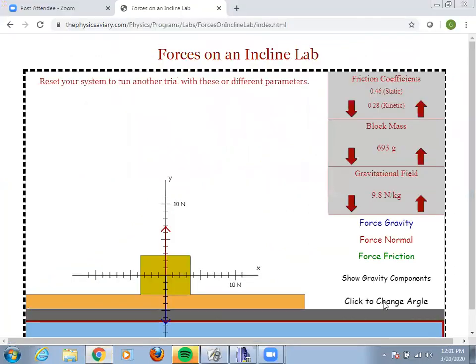So if we go here to reset the system, notice there's no pushing force. So if we just bring the friction down, we'll make it up a bit. There we go.